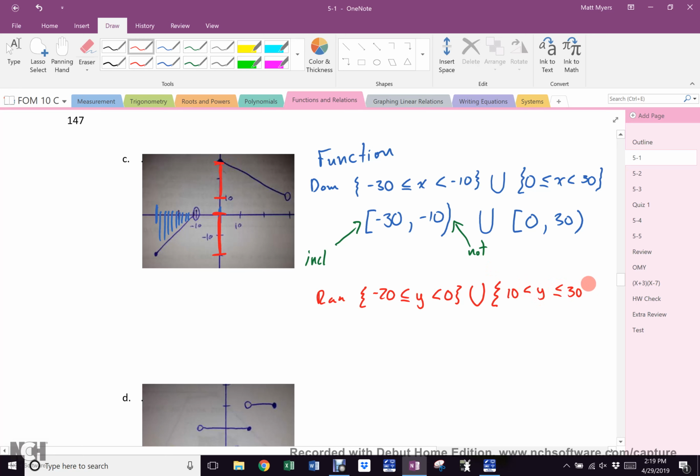Now, how would I write that red one in the other form, in interval? So, square, negative 20, and then 0 round bracket, U, then what? Round bracket 10, comma 30, square bracket. Everybody good? Easy peasy, yeah?